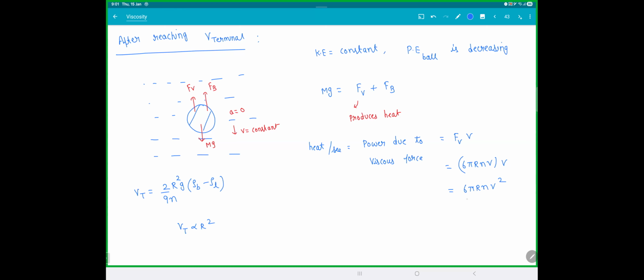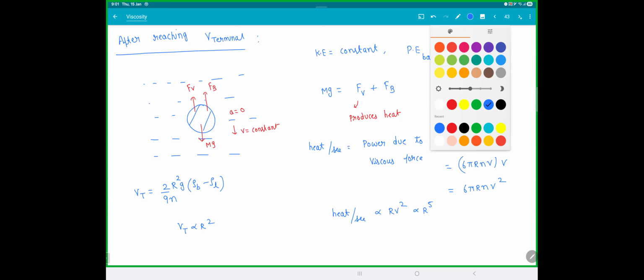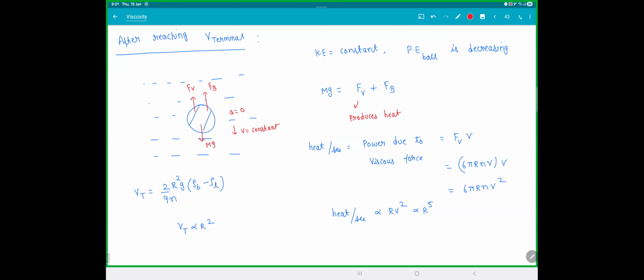So this heat produced per second is proportional to r into V square, but V itself is r square, so overall r power 5. Okay. So the heat produced per second is proportional to r power 5 here. That means if we take two balls of r and 2r, the 2r will produce 32 times more heat.